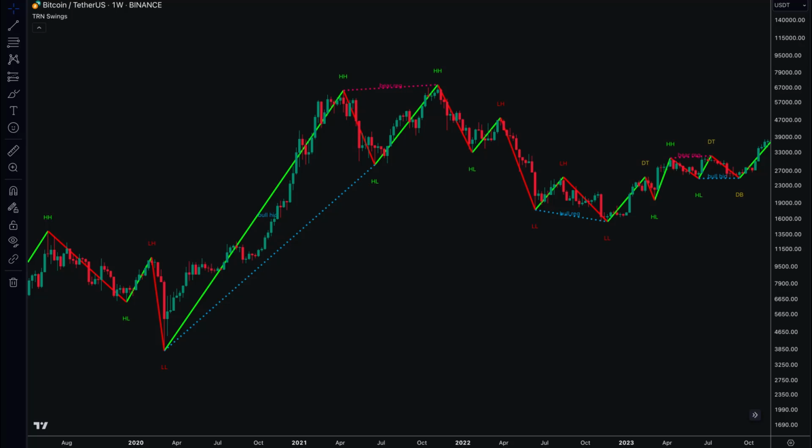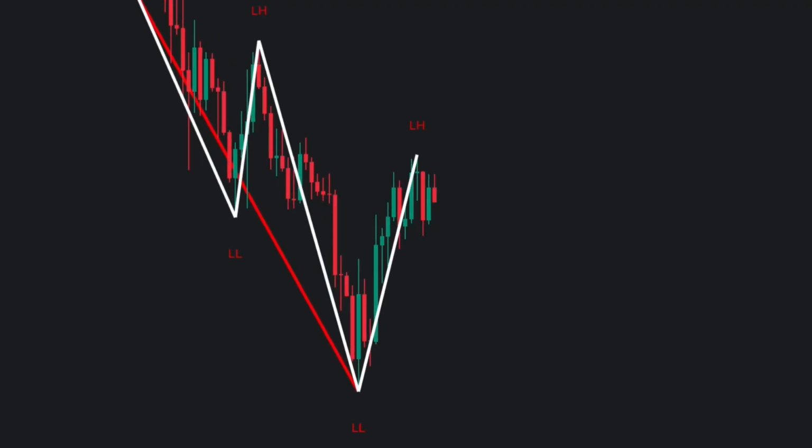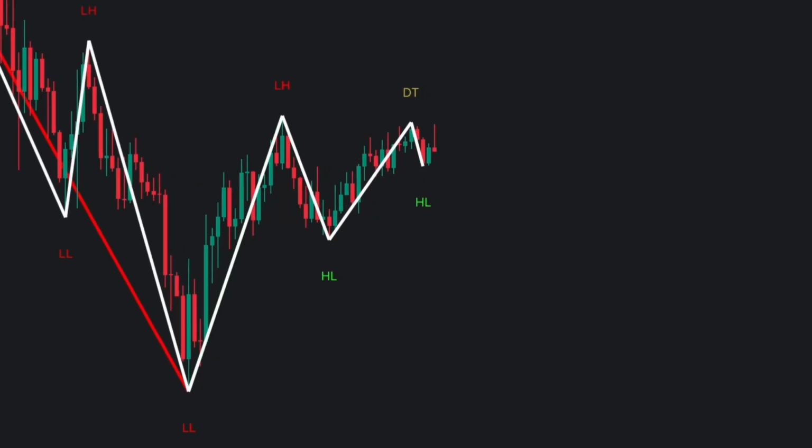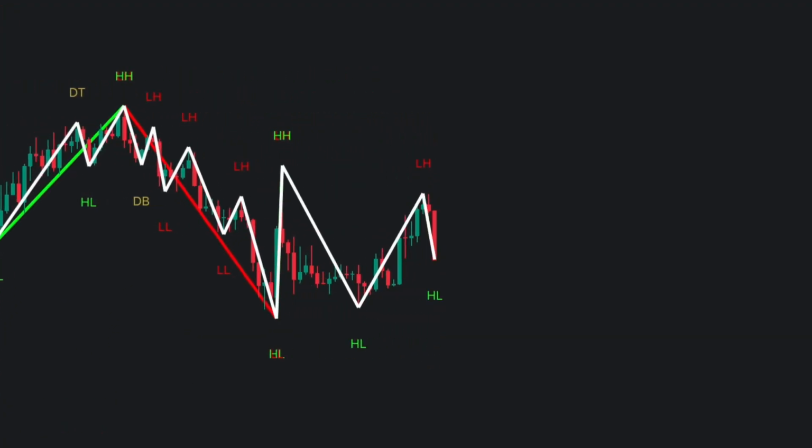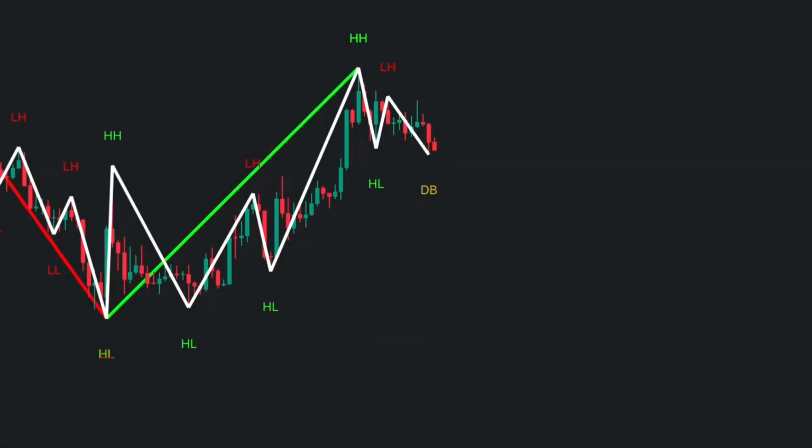Today we're diving into a game changer in technical trading. TRN Swings is a must-have for traders looking to master the art of market swings. It's an innovative technical analysis tool designed to highlight crucial market swings in real time and without repainting.